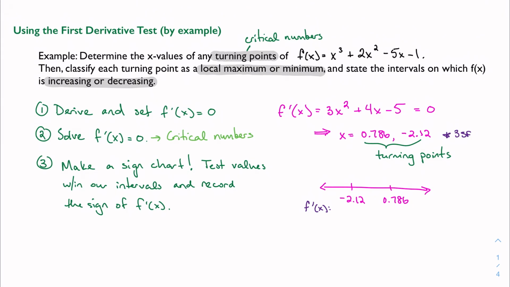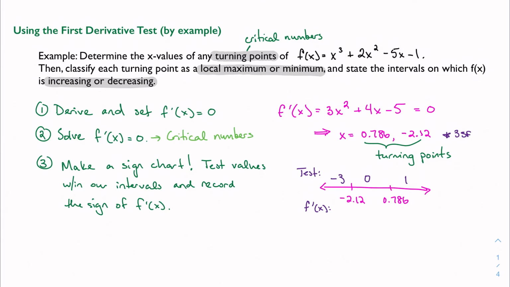I, of course, need to pick some test points. We're going to try to pick as easy test points as possible. So I need something less than negative 2.12, so we'll try negative 3. I need something between these two turning points, so how about 0? And something bigger than 0.786, so we'll try 1. So I would go through and plug each of these in. For the sake of time, I've already done this.